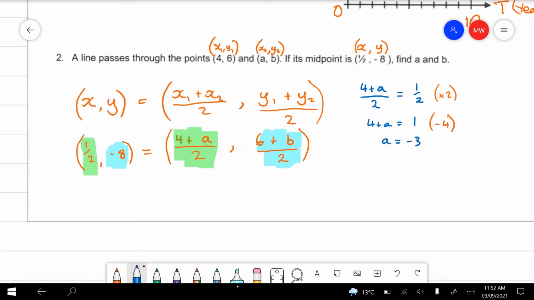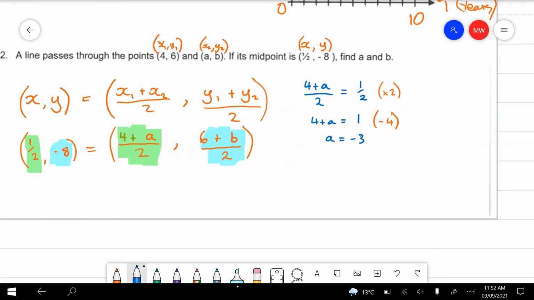So I found out what the value of a is, and now I want to find the value of b. So I'm finding my y. This time I've got 6 plus b divided by 2 equals minus 8. So that's coming from the blue highlighters. Same process, we're going to go balance method to solve for b. So we'll times both sides by 2, and what we'll have is 6 plus b equals minus 16.